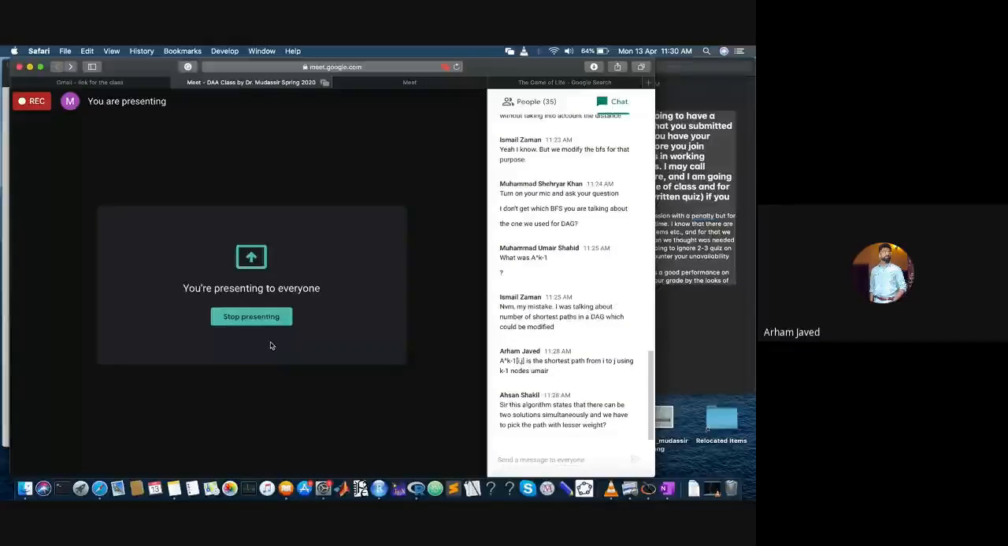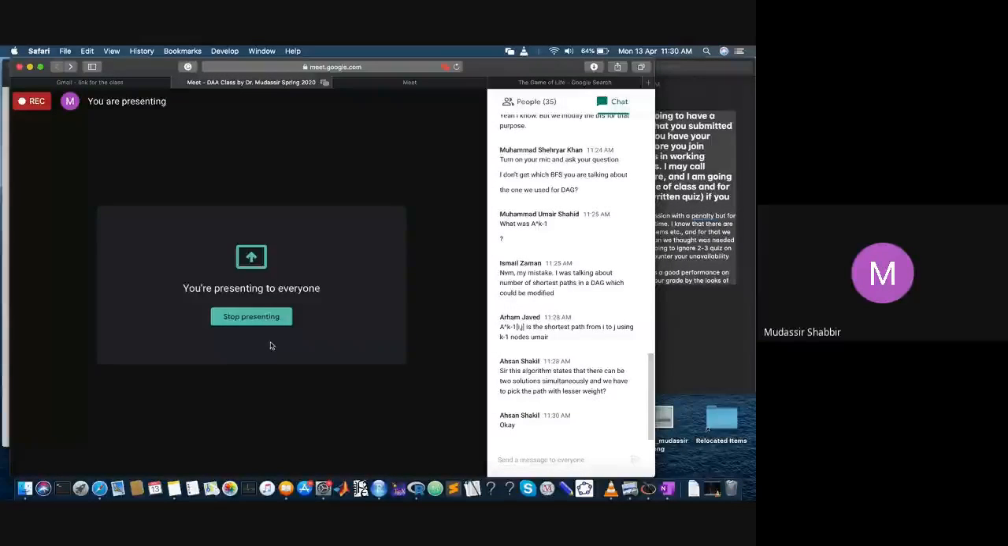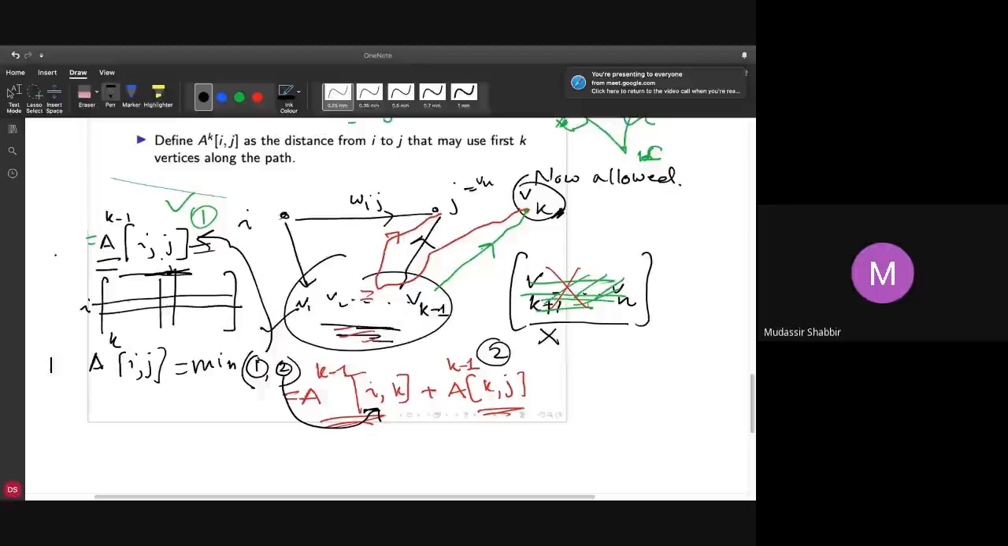So where are we memoizing? We are memoizing here. We are memoizing in this matrix A, और जिसका कोई index k है. That's my memo.